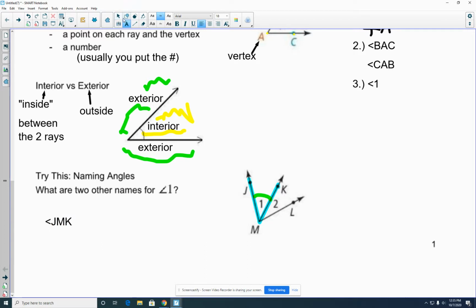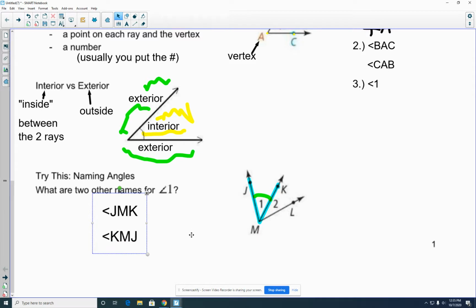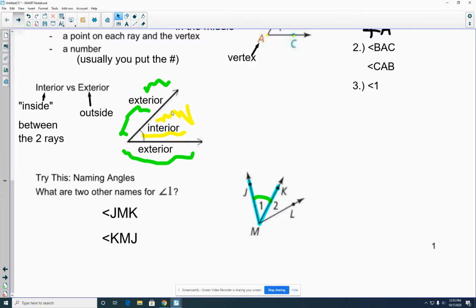Okay, now using those three letters, it's actually quite easy, right? I have JMK, but I could also do KMJ. So this, KMJ. Okay, and there it is. We're going to get into discussing why this can't be called angle M. That's actually on the next page. So let's turn the page and try this.